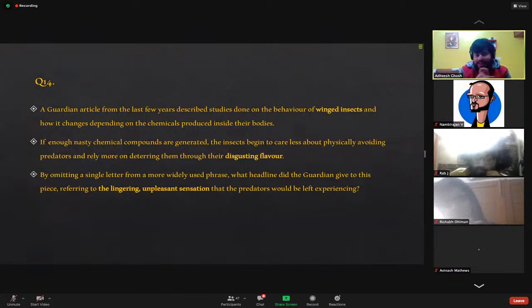And see how they're talking about the unpleasant sensation that you're leaving the predator with. It's taste, like the insects taste disgusting. So how might you describe that? Try to think of a phrase that describes that and also modify it so it also refers to the insects. All right. So that is question number 14. It's a phrase, so I'll give you some more time to think on it before I move on to the final question.